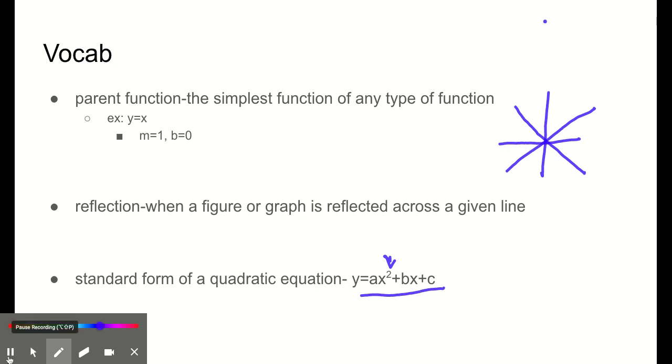And that is our vocab for this lesson. Super short.